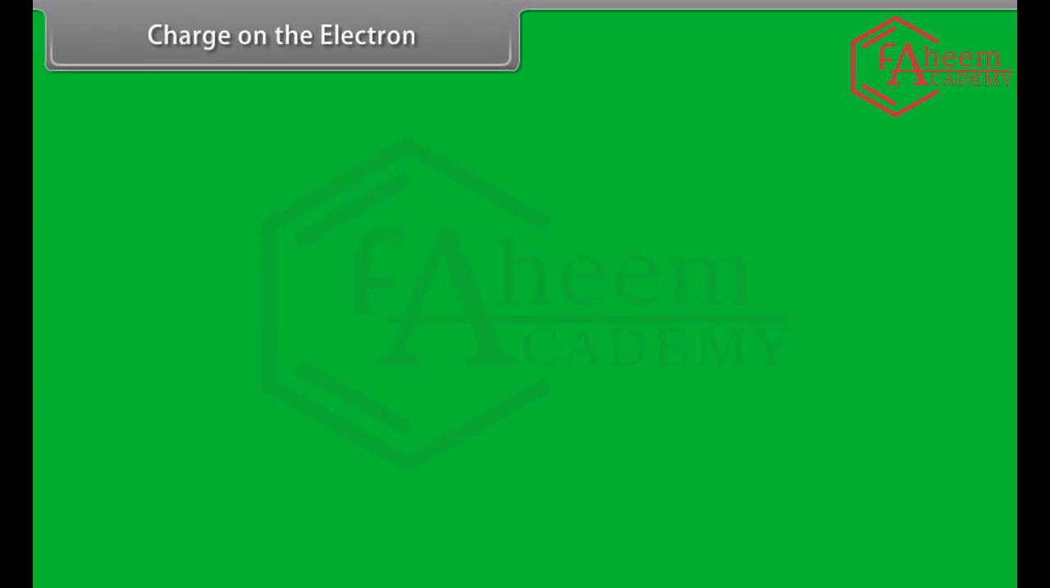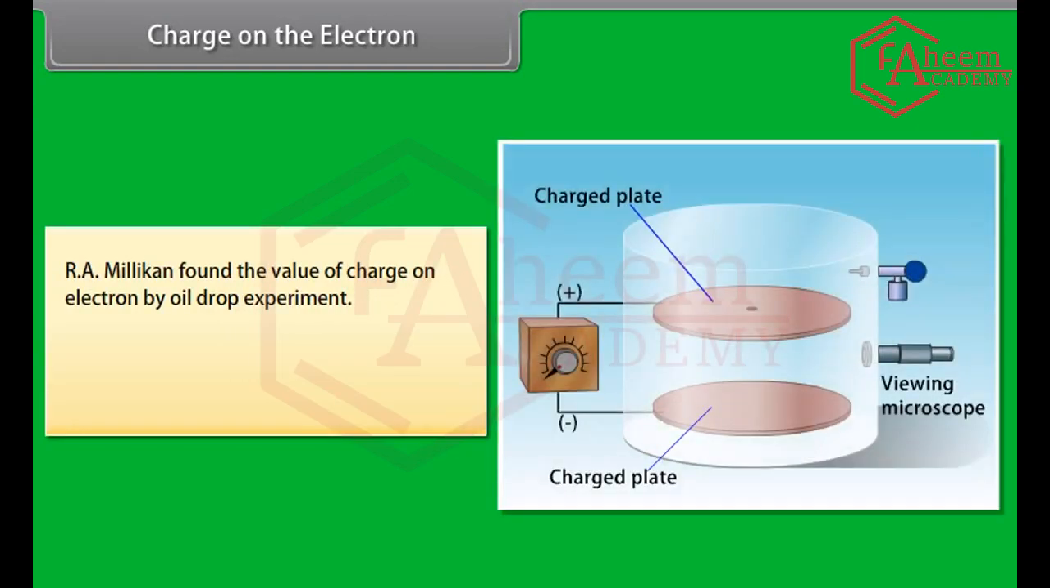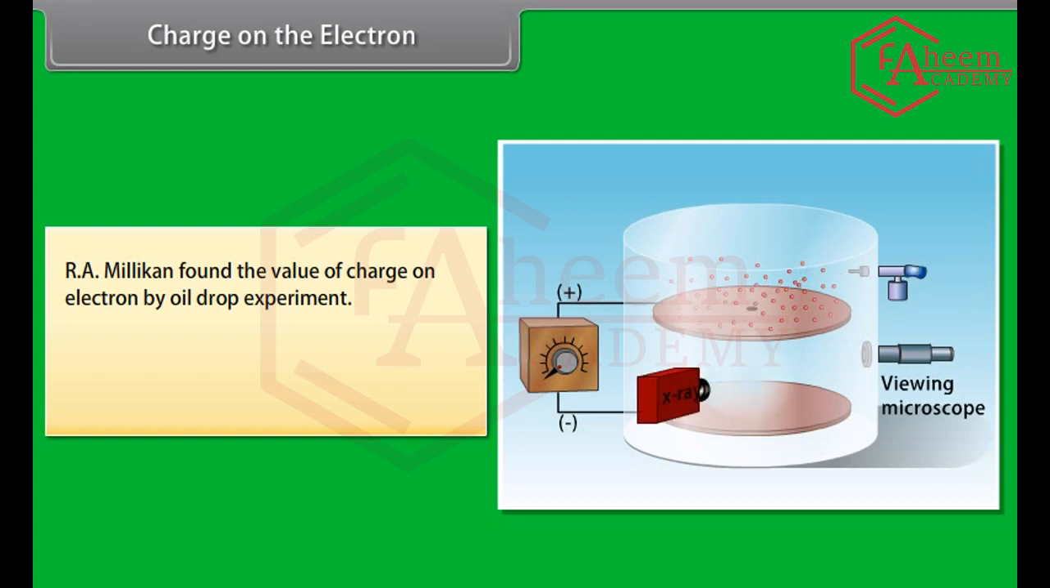Charge on the electron. R. A. Millikan found the value of charge on electron by oil drop experiment. The oil droplets enter the apparatus through a small hole and are allowed to fall in between two charged plates. The motion of the droplets is observed with a microscope.